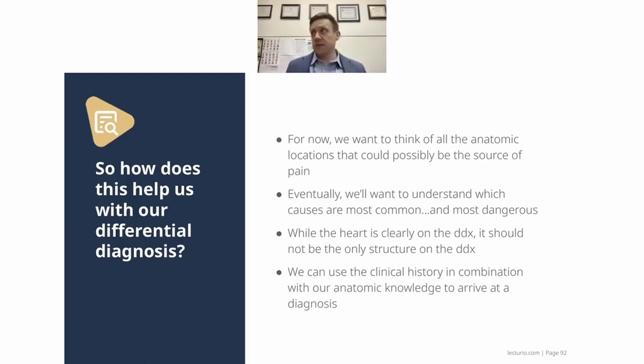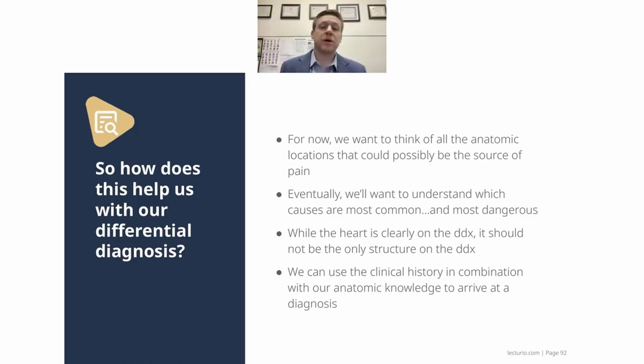So, we typically tell, for example, first year PA and MD students, think very broadly. We want a very, very, very broad differential. We want you to think about as many possible things as you could. Eventually, as you progress through your training, you're going to want to refine your differentials to think about which things are particularly common, as well as which things are particularly dangerous, and that helps you prioritize your differential diagnosis a little bit more. And yes, while heart is definitely on the differential diagnosis, especially because of this dangerous part, it's not the only structure that should be on your differential diagnosis.